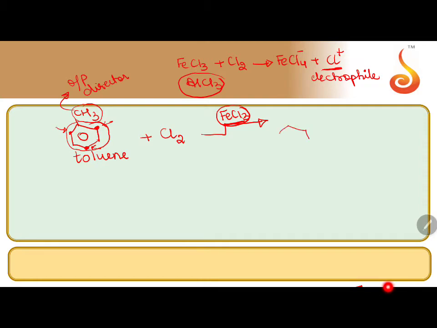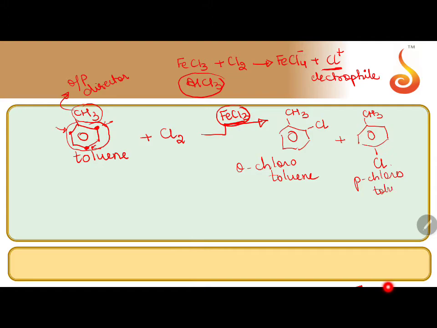So, let us write the products. CH3 will remain here only. You get Cl plus attacking at ortho position and Cl plus attacking at para position. The name of these compounds would be orthochlorotoluene and parachlorotoluene. The byproduct here would be HCl. There is an H plus here, which goes with the Cl minus, regenerating the catalyst FeCl3.